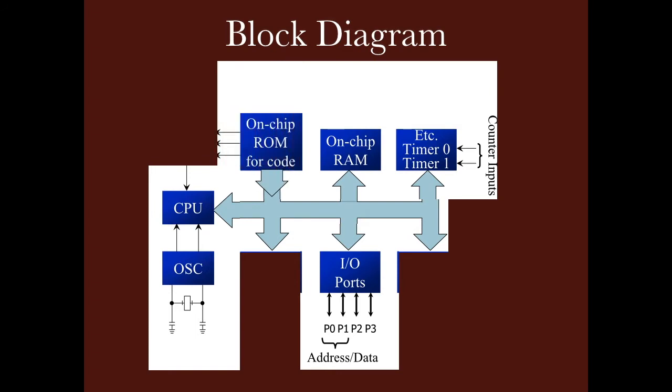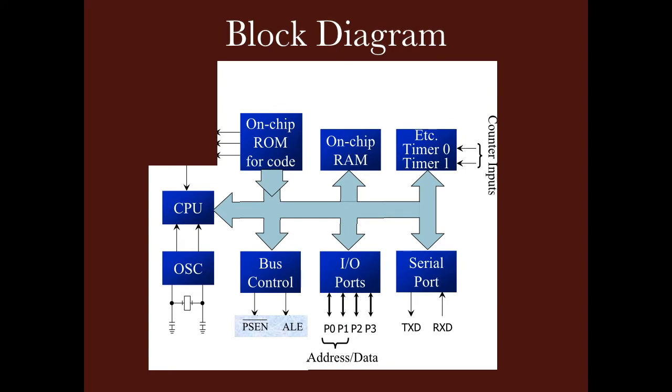Then it has on-chip ROM and on-chip RAM. 4K ROM and 128 bytes of RAM is internally available in the 8051 microcontroller. Now this RAM and ROM are not sufficient for some of the applications. Then bus control provides these two signals, PSEN bar and ALE signal, for external memory connection.